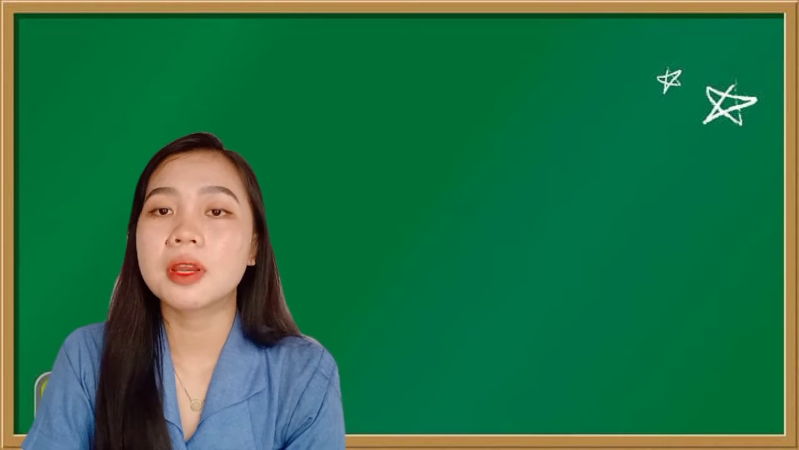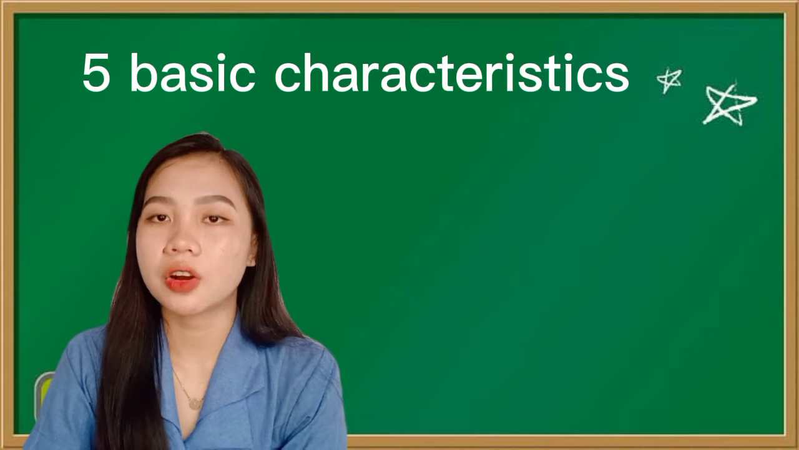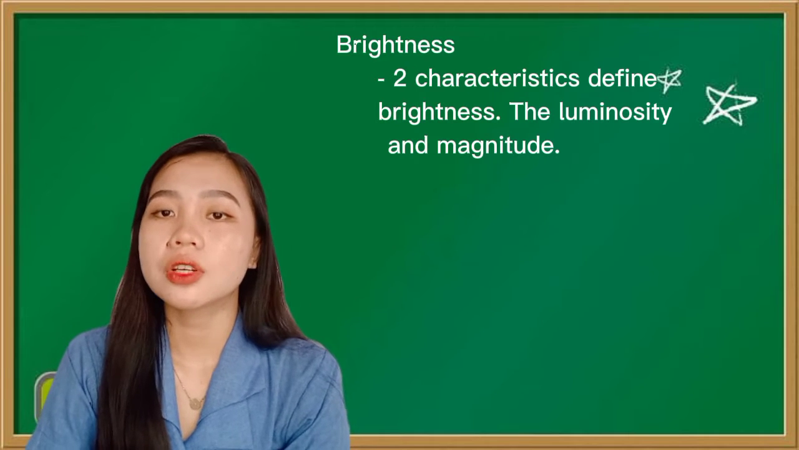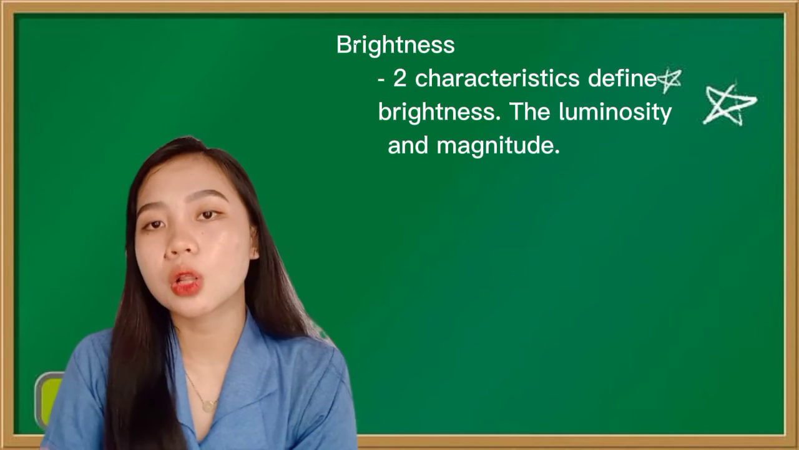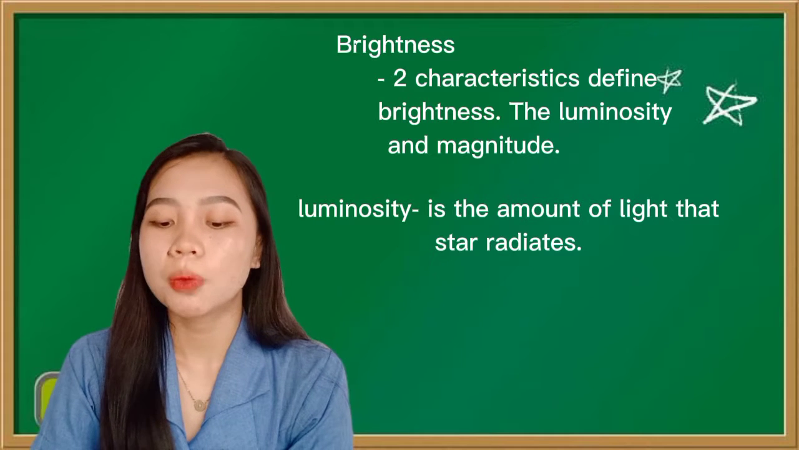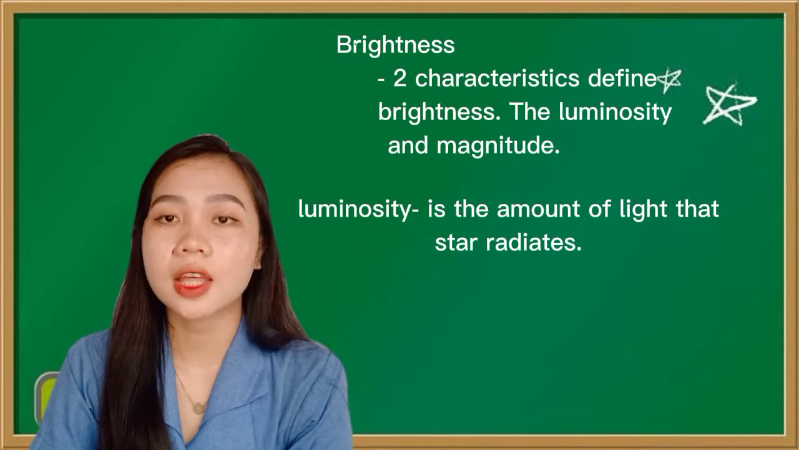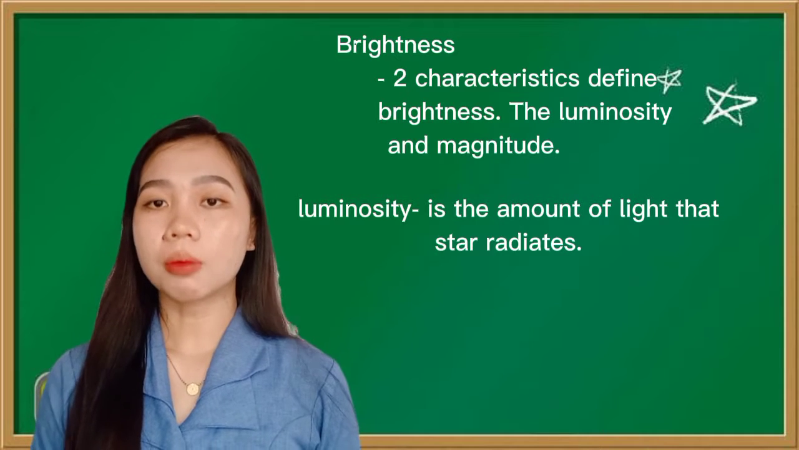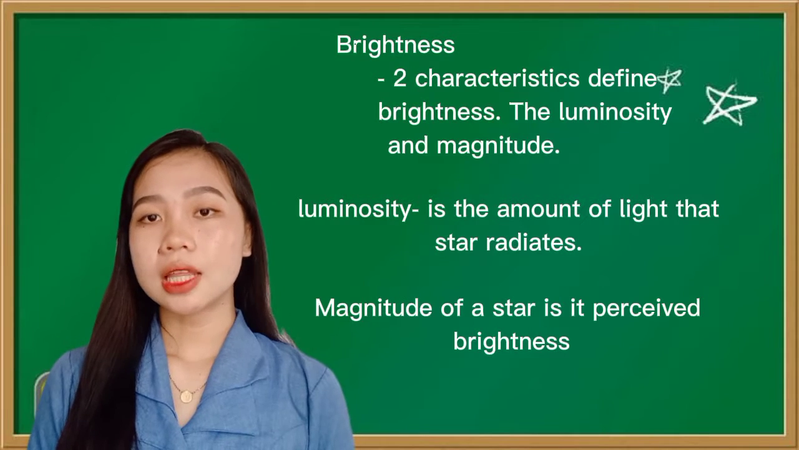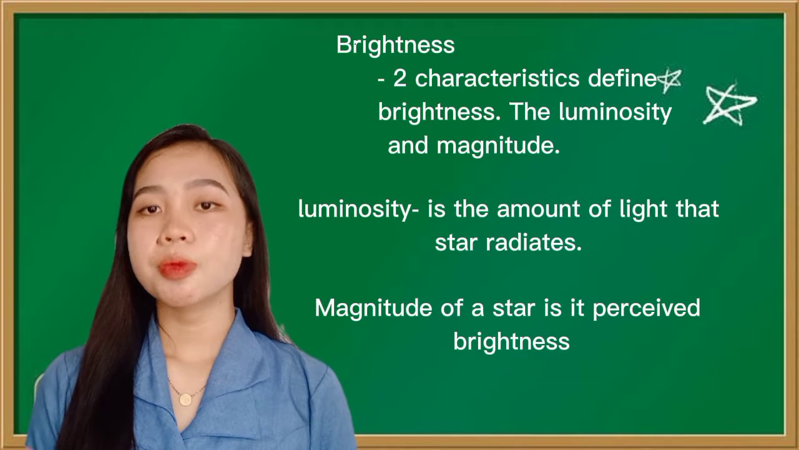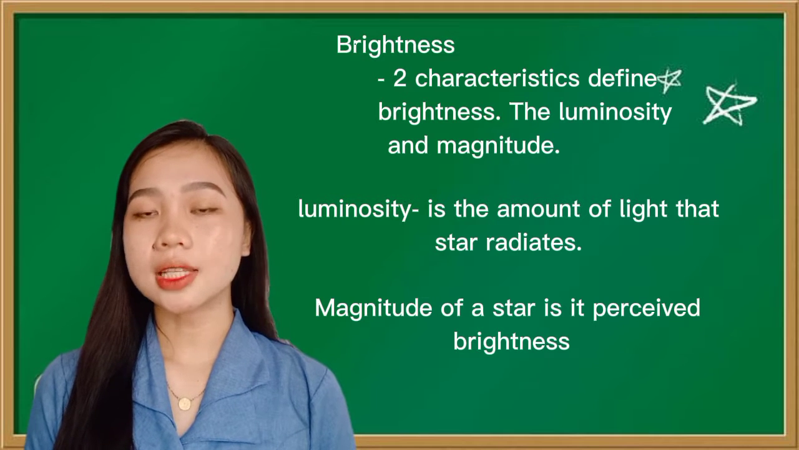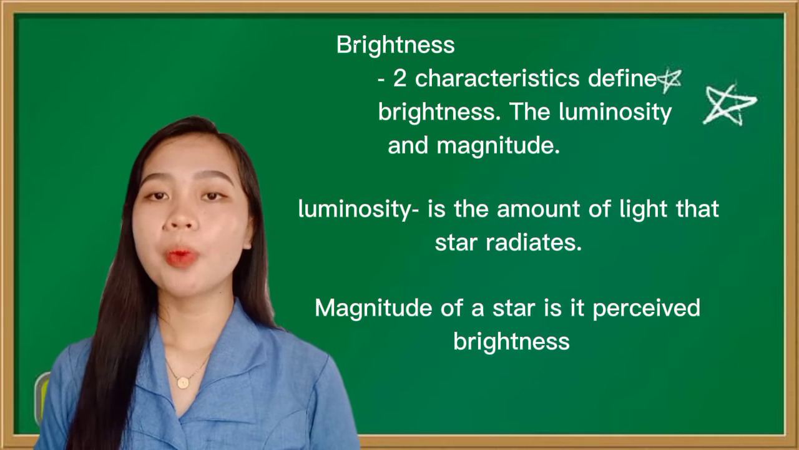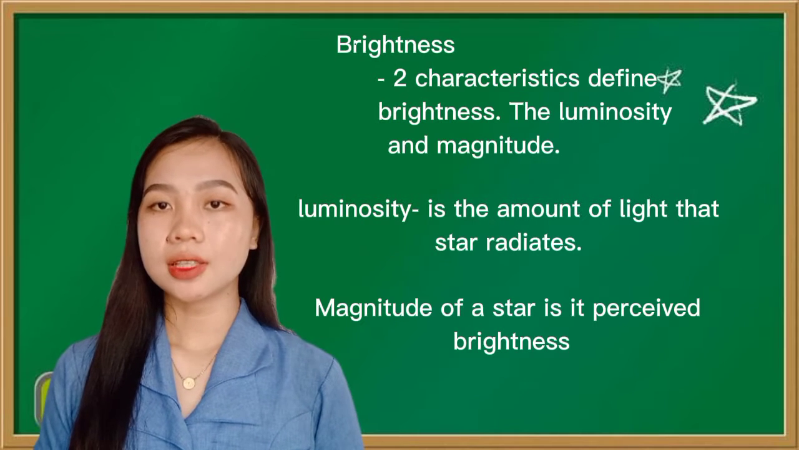A star can be defined by 5 basic characteristics. First is the brightness. There are 2 characteristics that define brightness: the luminosity and magnitude. Luminosity is the amount of light that a star radiates. The size of the star and its surface temperature determine its luminosity. Apparent magnitude of a star is its perceived brightness, factoring in the size and distance, while the absolute magnitude is its true brightness, irrespective of its distance.